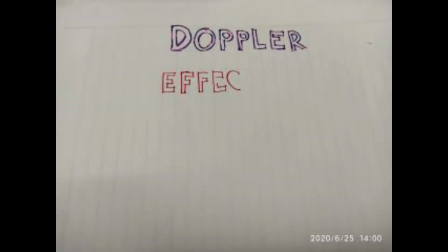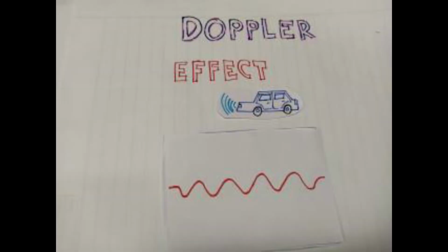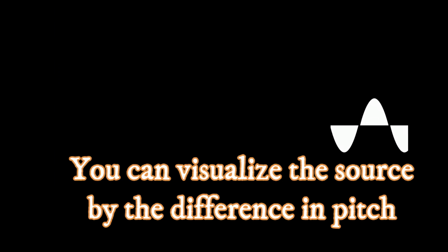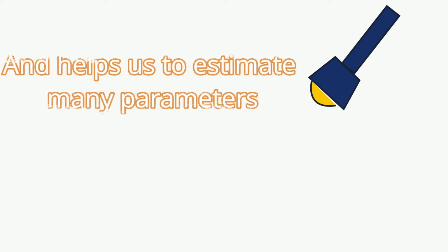What you just heard is the Doppler effect. The Doppler effect is a simple variation of pitch of sound which helps you to visualize its origin. Like in this case, you can close your eyes and hear the car moving from your right to the left. This phenomenon also happens with light and helps us to estimate many parameters.